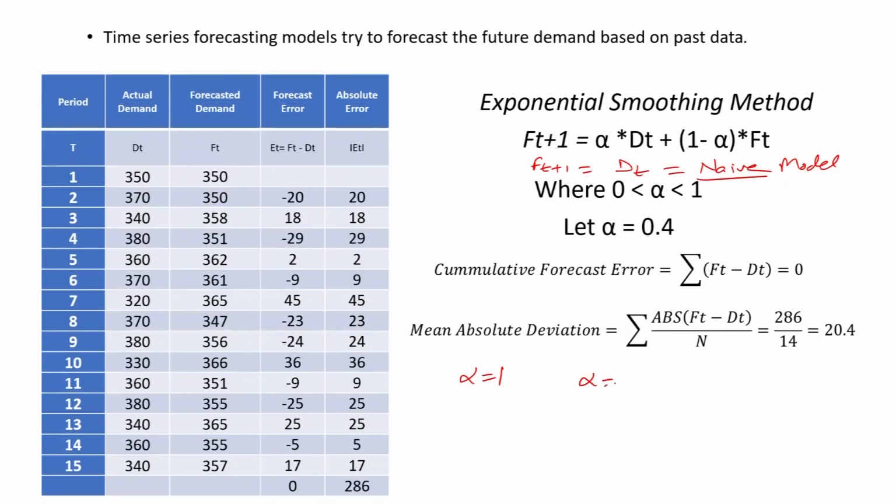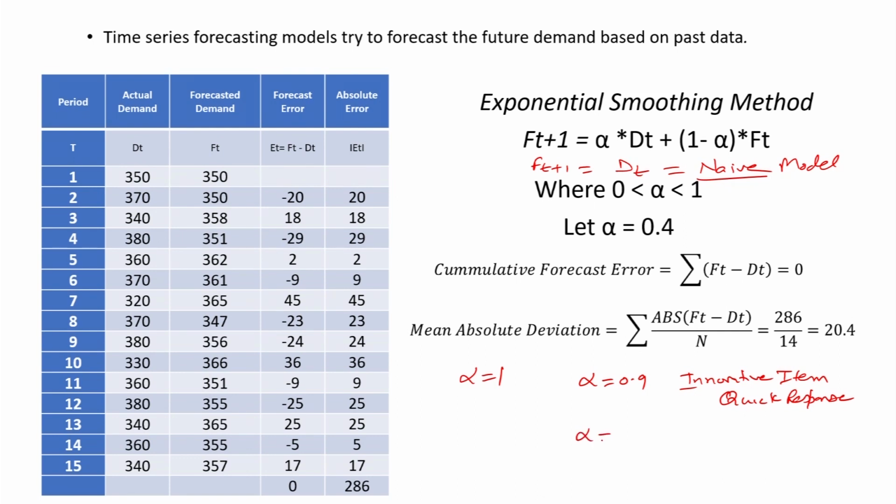So, you can give a high value of alpha, 0.9 or something, if you deal with innovative items or you want to give a quick response. If you want to give a quick response to the changes, you can keep a high value of alpha.